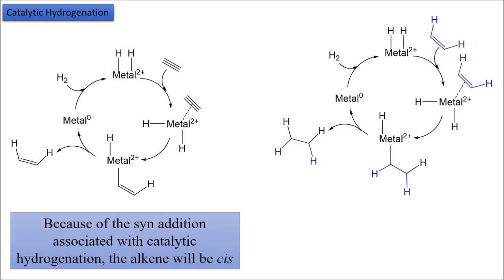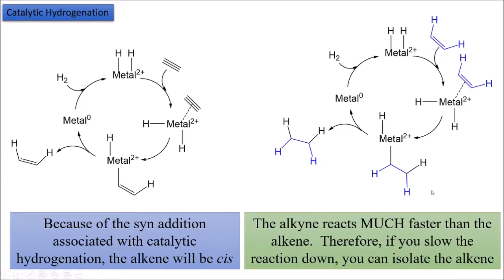And so if you want that cis alkene and you want to pull that out of the system, then you need to slow this down. You don't want to remove the catalyst entirely because then it's too slow, but you want a catalyst that just kind of works a little bit. So the alkyne reacts much faster than the alkene. Therefore, if you slow all of the chemistry down, you should be able to get the alkyne to react in a matter of seconds and the alkene to react in a matter of maybe tens of minutes.